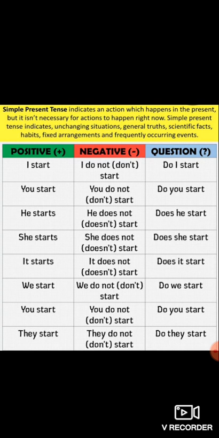Then she starts. That means in the negative, she does not start, and for the interrogative, does she start? It starts. Again for it, it does not start. Does it start? For we, we use do, so we do not start. Do we start? Then you start. You do not start. Do you start? Then they start. They do not start. Do they start? So this is the whole table of present simple tense.